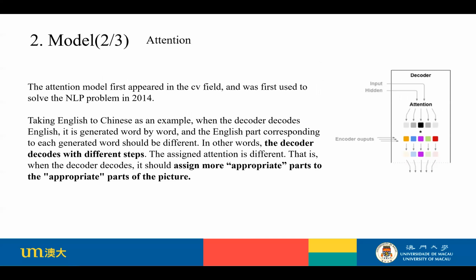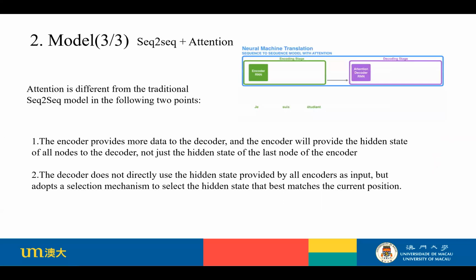And this is the attention model part. The attention model first appeared in the CV area and was first used to solve an NLP problem in 2014. The most important part of this model is that the decoder assigns more weight to the relevant part of the picture. Attention is different from other models in 2 points, and we can have a look at these 2 points.